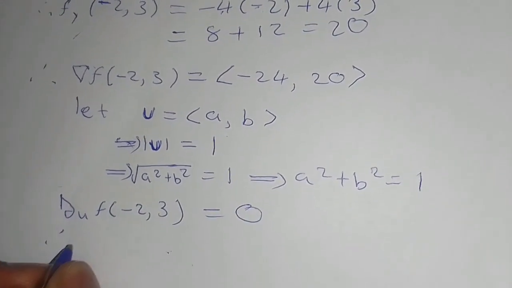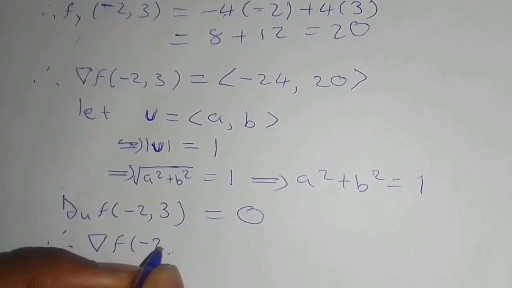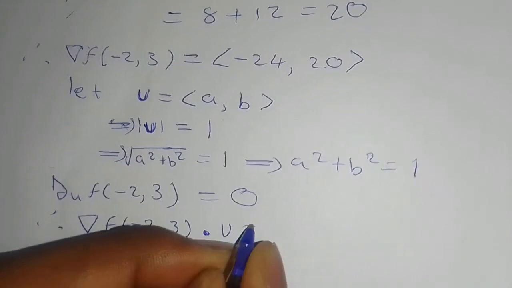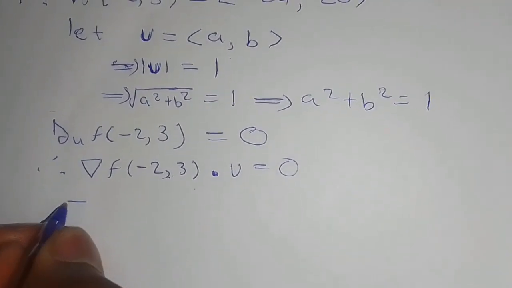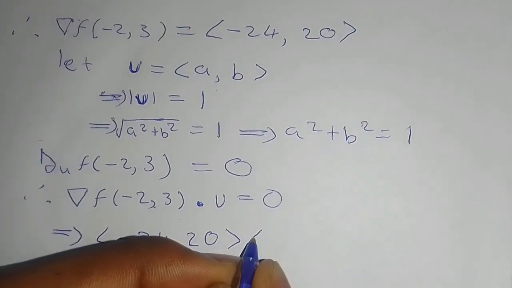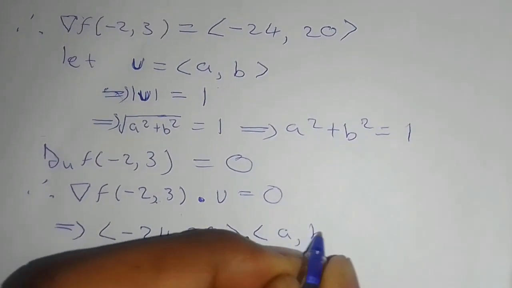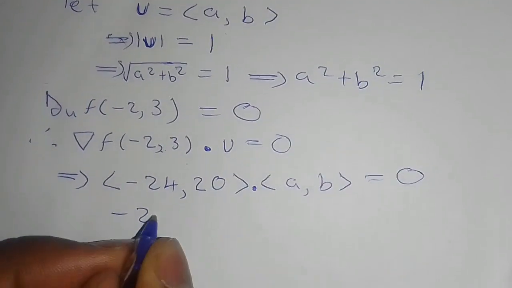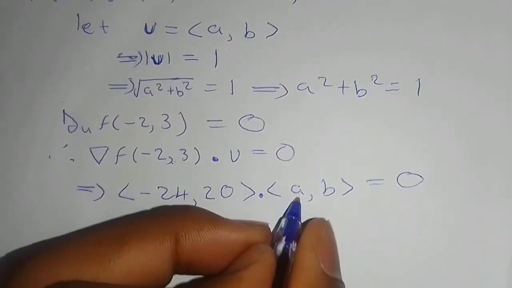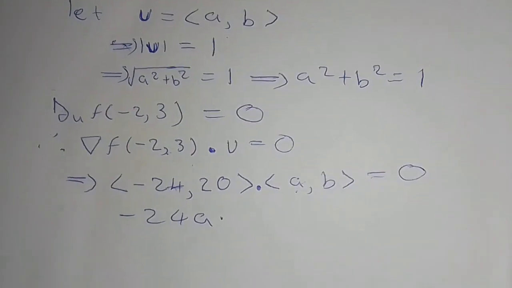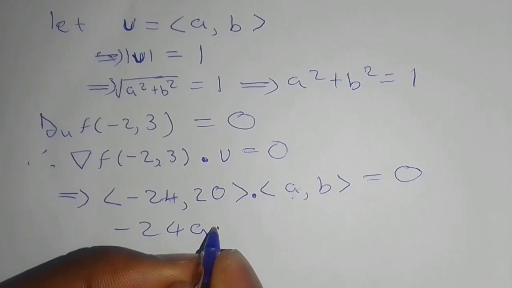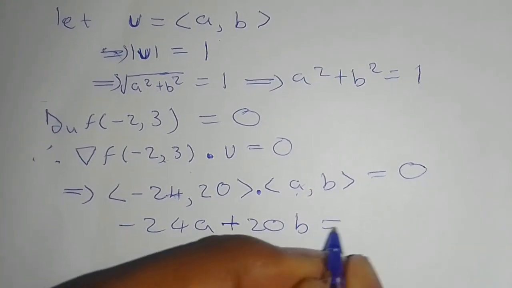Now if we use the information that the directional derivative of f at (-2, 3) is equal to 0, that implies the dot product of the gradient vector of f with our unit vector is equal to 0. So we have (-24, 20) dotted with (a, b) equals 0. So we have -24a, I'm sure you can do the dot product: you just multiply the components. You can check my last videos on vectors, and that's where you'll get the idea of what's happening. Then plus 20b equals 0.